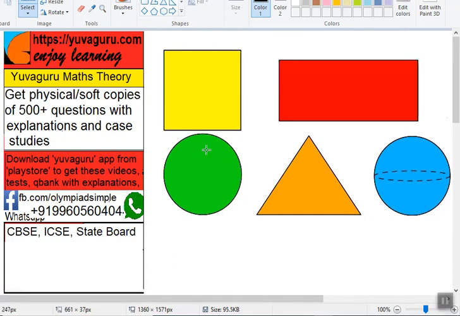So what is the perimeter of a circle? That is 2 pi r. 2 into pi into radius. I don't think you will be having it at this stage, but if you have, remember this.